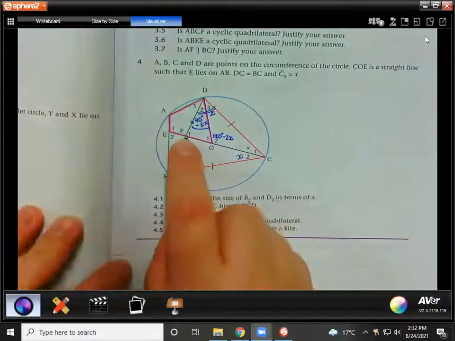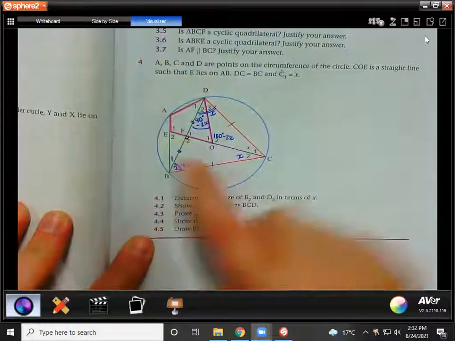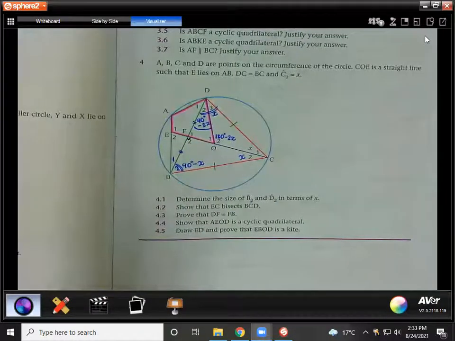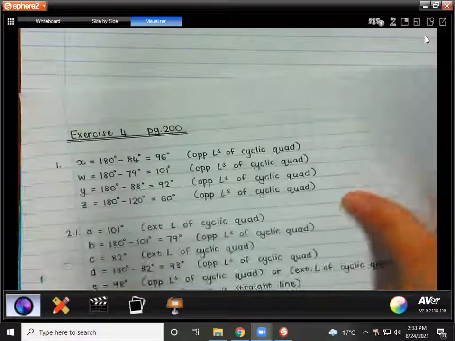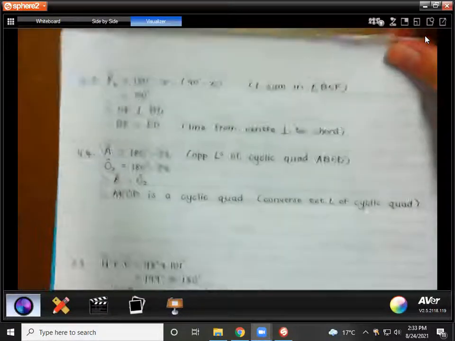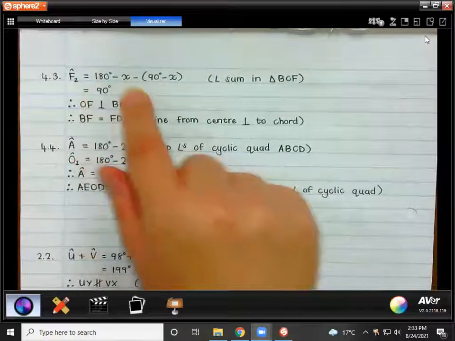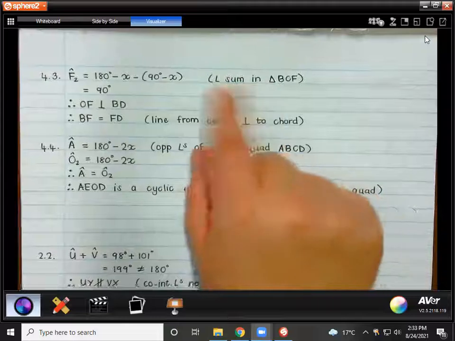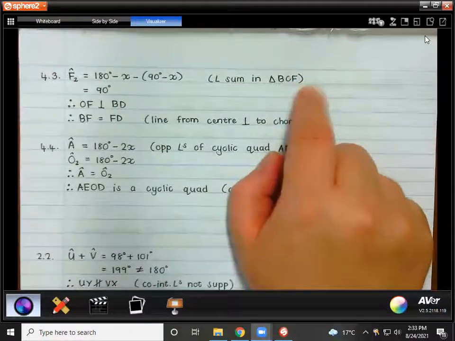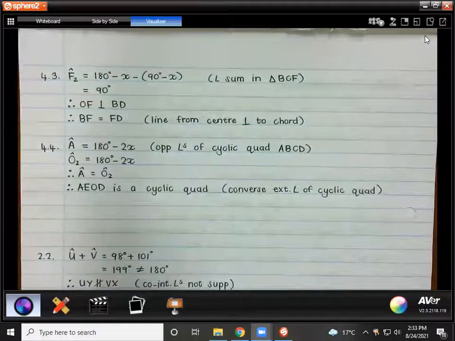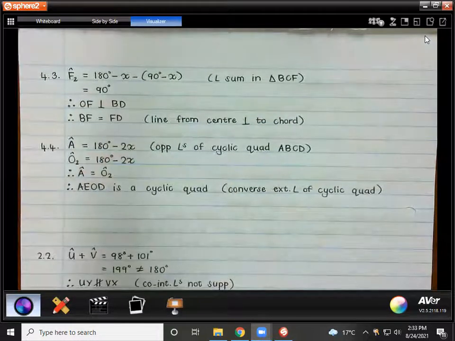All right, and once we have that that's 90, we can then say straight away, therefore, DF is equal to FB, line from center perpendicular to chord. That's the reason there. Okay, so it's fine if you forgot that because we haven't actually practiced that properly this year. All right, but there we have the working. So F2 is 180 minus x minus 90 minus x, angle sum in triangle. Again, you don't have to write the name of the triangle. You can just say angle sum in triangle. The answer is 90. Therefore, OF is perpendicular to BD. So therefore, those parts are equal.